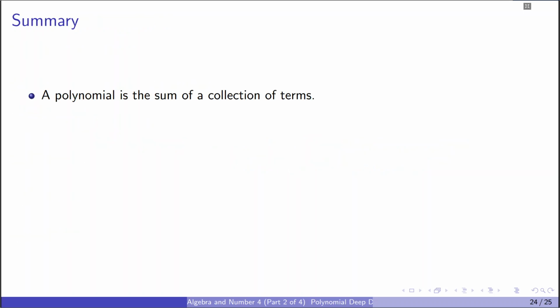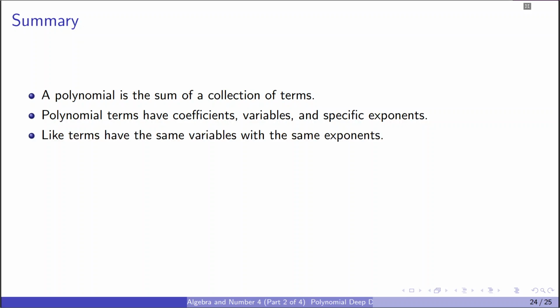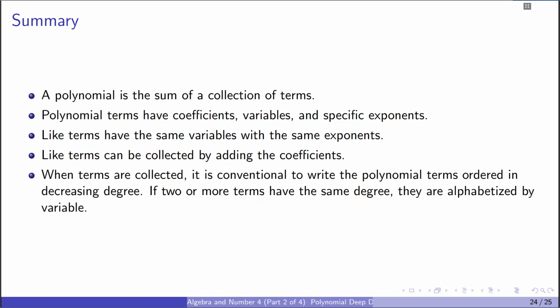In summary, a polynomial is the sum of a collection of terms. 1 term is a monomial, 2 terms a binomial, 3 terms a trinomial. Polynomial terms have coefficients, variables, and specific exponents. Like terms have the same variables with the same exponents. They can be collected by adding the coefficients. When terms are collected, it's conventional to write the polynomial terms in order of decreasing degree. If 2 or more terms have the same degree, they are alphabetized by variable.